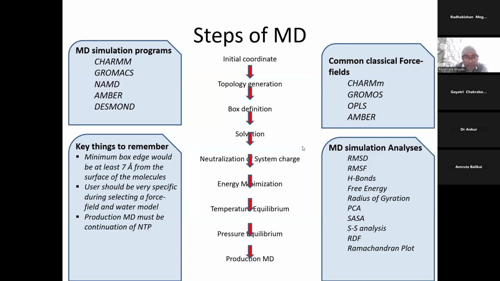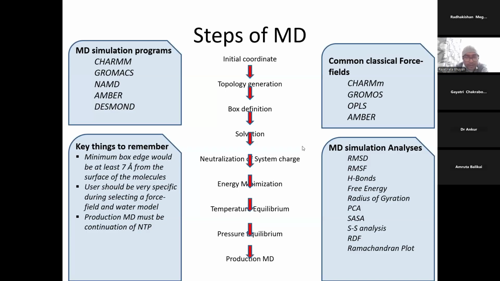After defining the box, we have to go for the solvation method. That means we include water in the system. At the beginning, we had only the protein. When you set the boundary of the system, you should consider that the minimum edge distance from the protein's surface to the edge of the system has to be a minimum of 7 Angstrom, or it is always better to keep it 10 Angstrom away.